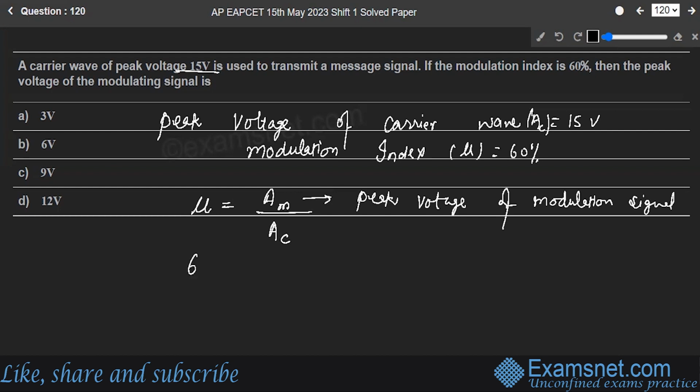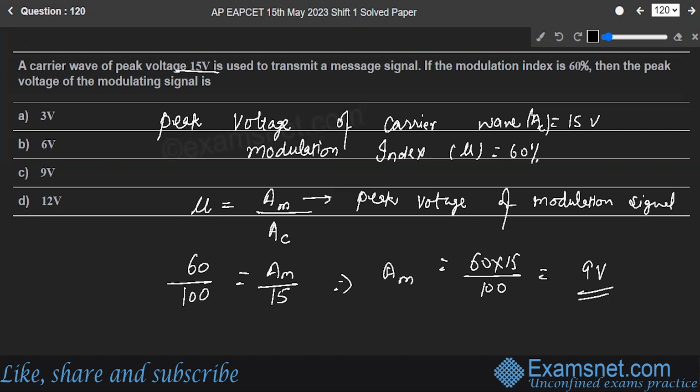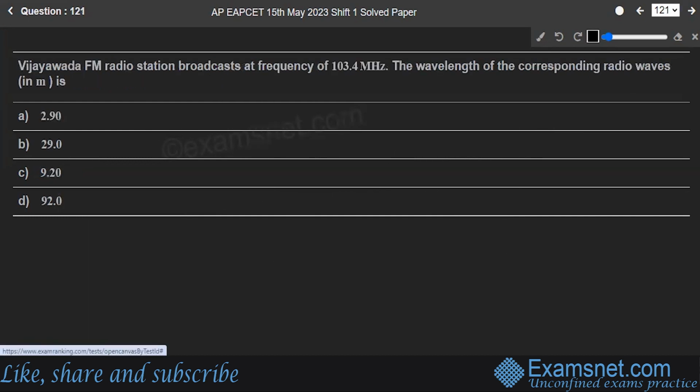And so you have this as 60%. So this is 60 upon 100. This is AM. AC is given to you as 15. That gives you AM is equal to this, or this is equal to 9 volt. And the peak voltage of the modulating signal is 9 volt. Option C is the correct answer to the question. Hope you understood that. Let's move to the next question, number 121.